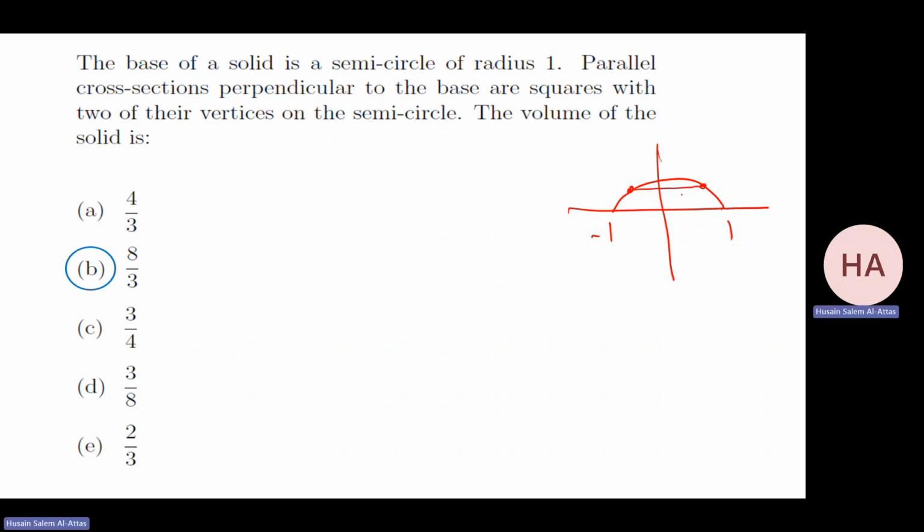So this is x, because this is the point x and y. I have the formula x squared plus y squared is equal to 1. Now, the cross-sections perpendicular to the base are squares with two of their vertices in the semicircle. So you have x and x, which means the cross-section is perpendicular to the y-axis. So this is the base.